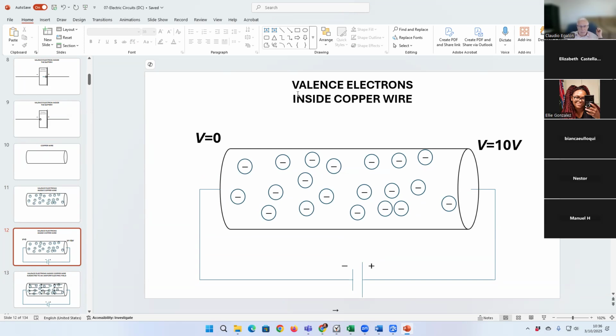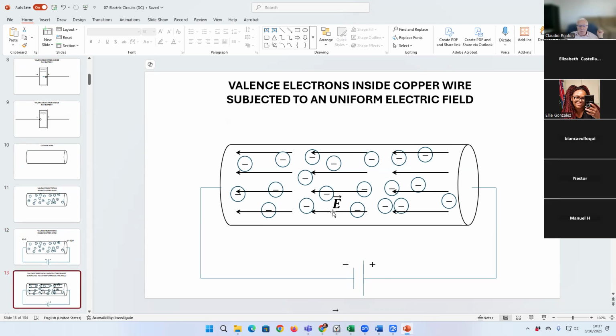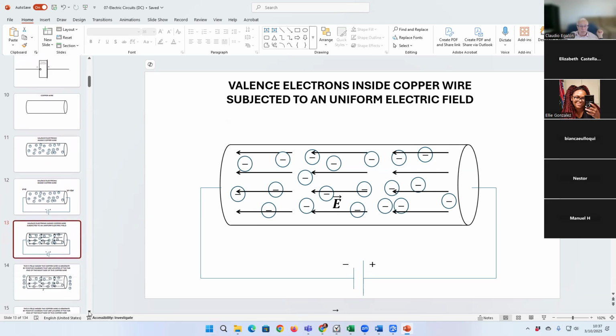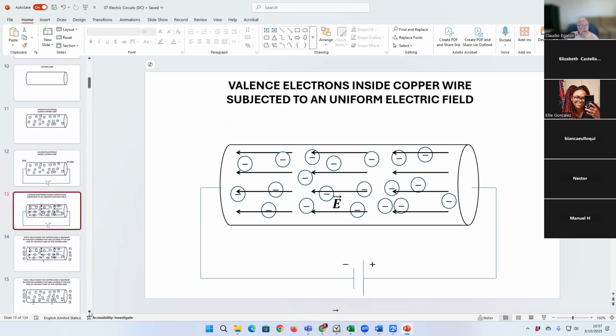So what's happening here? There's more to it. I'm not telling you everything, okay? When you connect this copper wire to the battery, we have an electric field that's created inside the wire. And it happens that this electric field is uniform. I cannot prove it mathematically because it's very difficult to do that, but you can believe that the electric field inside the wire is going to be uniform.